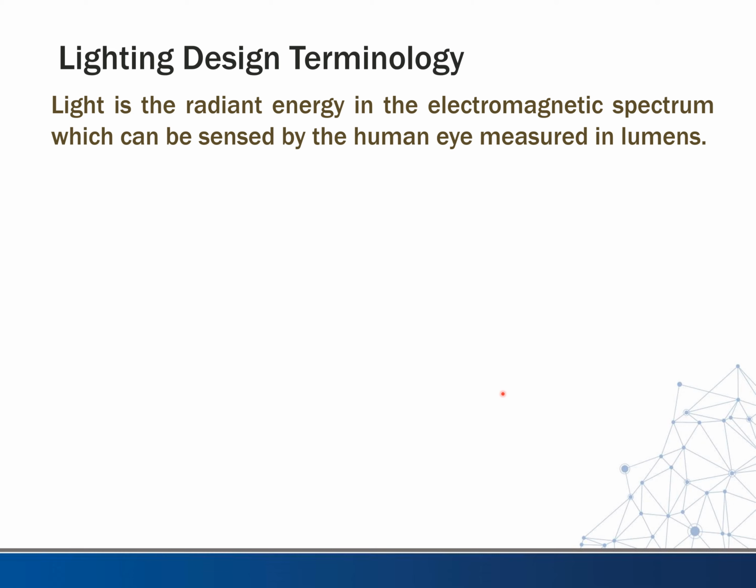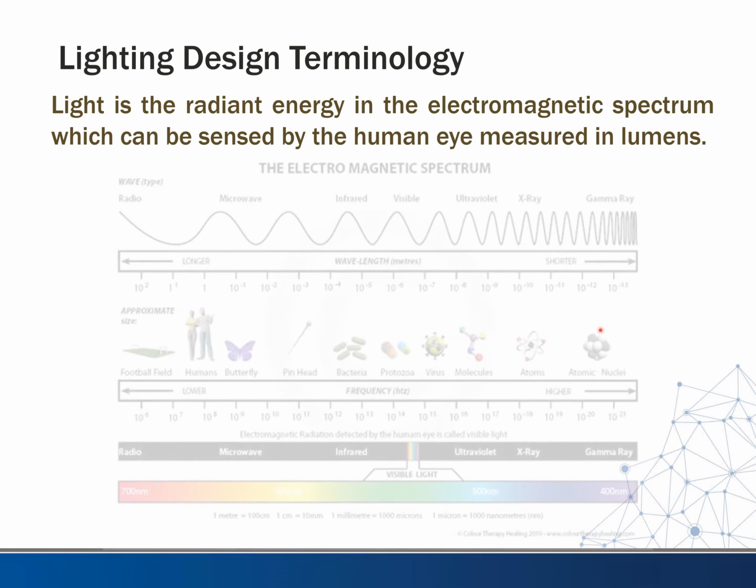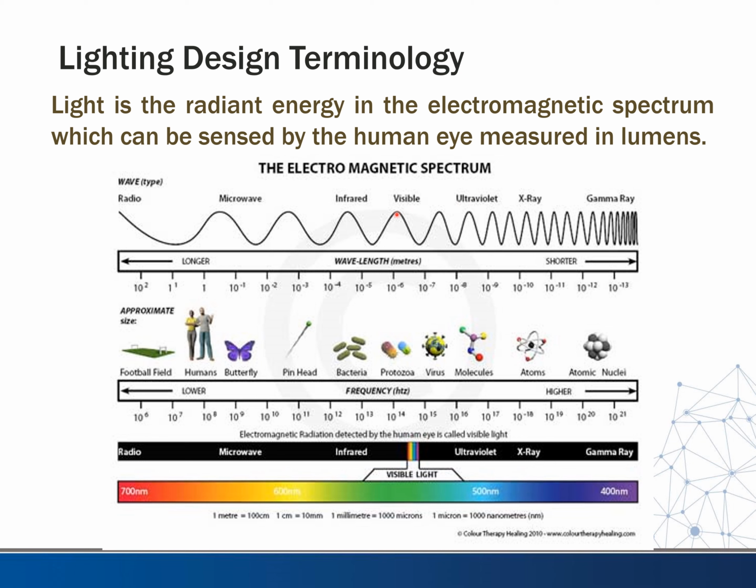So light itself is the radiant energy in the electromagnetic spectrum which can be sensed by the human eye, and it's measured in lumens. If we look at a graph of the electromagnetic spectrum, it goes all the way from radio waves, microwaves, infrared, visible, ultraviolet, X-ray, gamma rays, and you can see the associated wavelengths from pretty large waves all the way down to very small or short waves. You can see that it's just this area right here that light becomes visible to the human eye. It's between 700 nanometers and 400 nanometers in wavelength. And so the rest of these wavelengths can't be detected by the human eye.